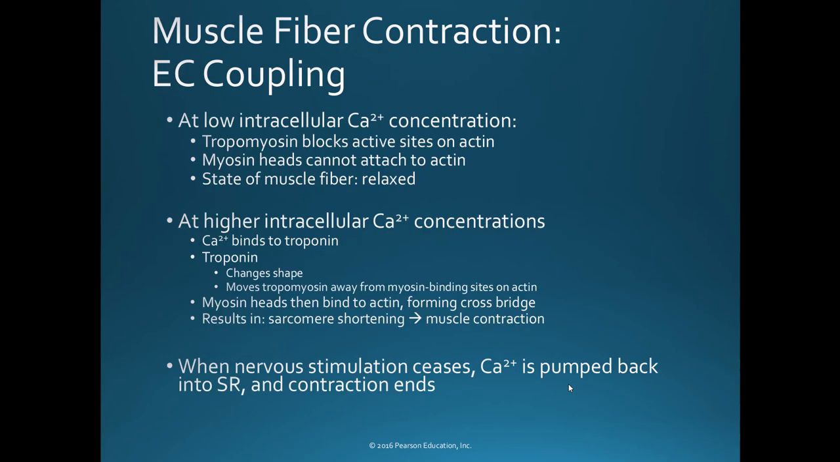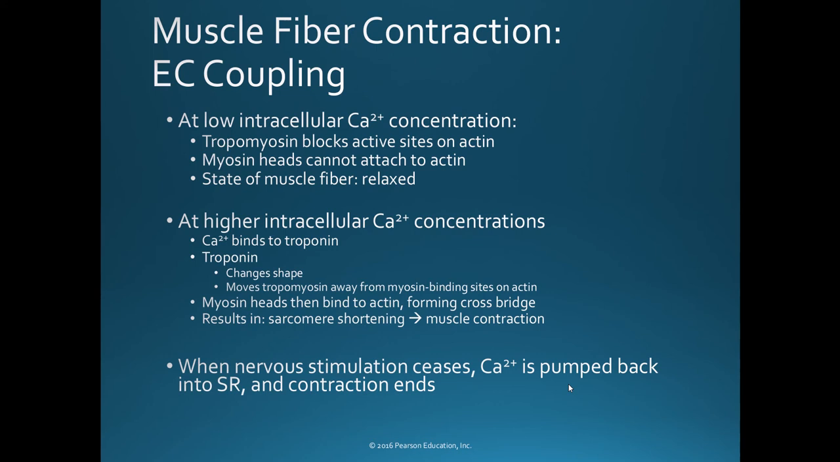When you have low concentrations of calcium intracellularly, the tropomyosin is wrapped around the actin, and you can't get the myosin heads to attach to the actin. At that point, the muscle fiber will be relaxed because we can't make any cross bridges.